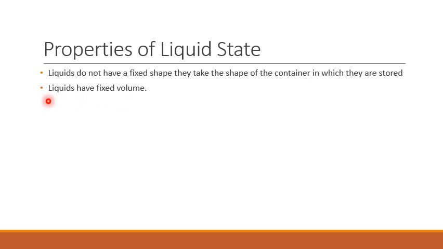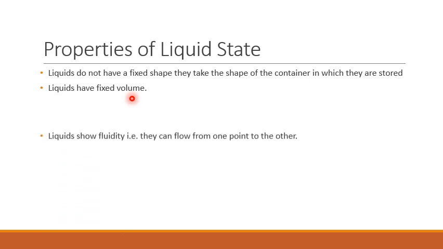Whereas liquids have fixed volume. Now what does it mean? Say if I have 50 ml of water, then even if I am pouring it in a water bottle or in a glass or in a jug, the volume will remain same. That means the quantity of water will be 50 ml only. It will occupy the space of 50 ml in every container. So the volume is fixed. Though the shape is changing, the volume of liquid is fixed.